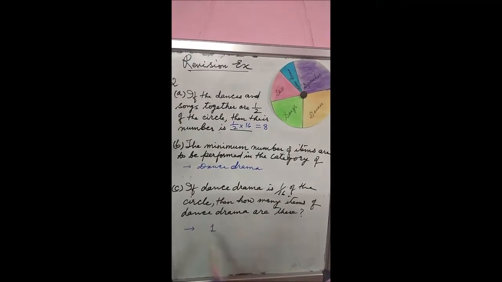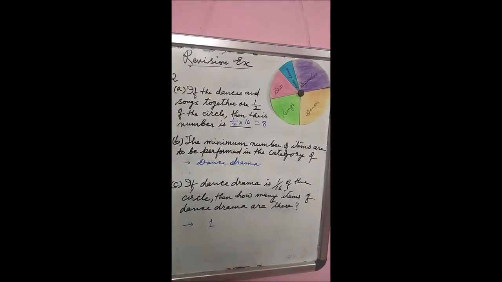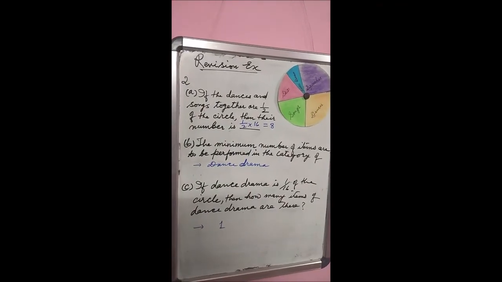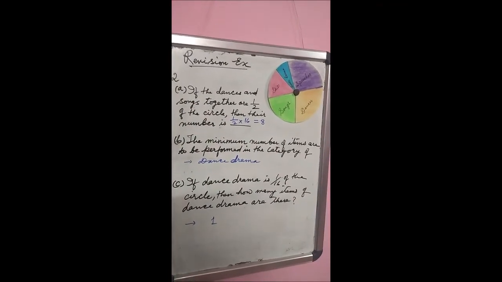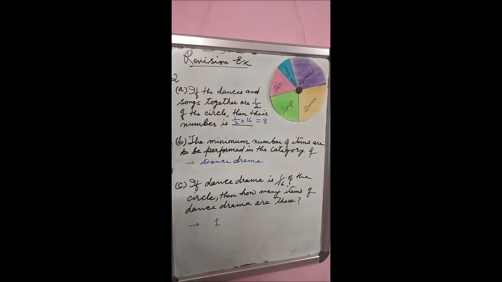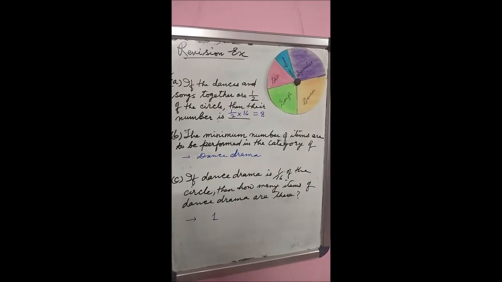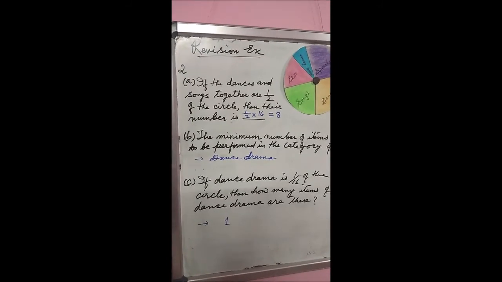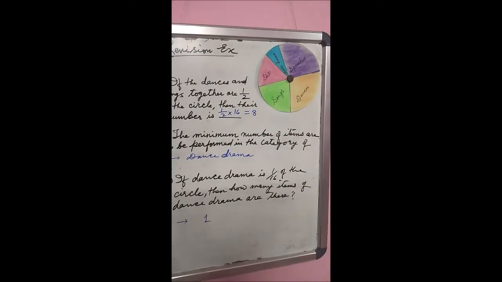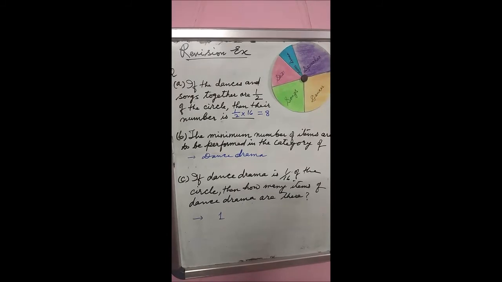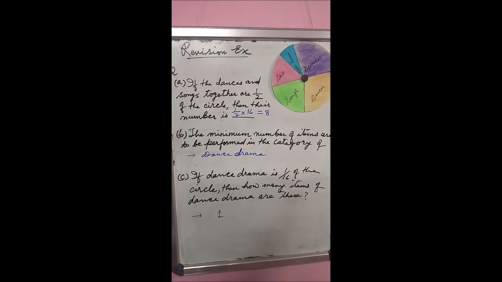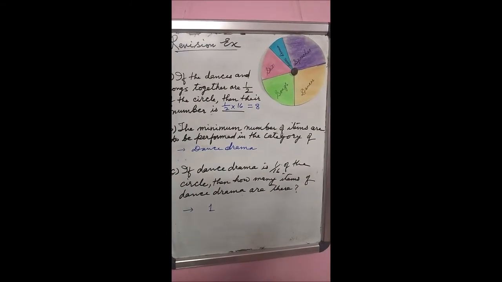So this is about the circle chart. We have come to the end of this chapter on data handling, and the remaining revision exercise and exercise 9.1 and 9.2, whatever is left, I'm sure you'll be able to do. So you should be able to complete by yourselves.